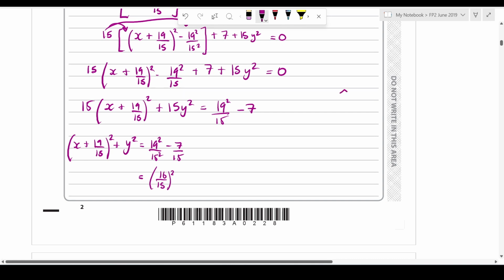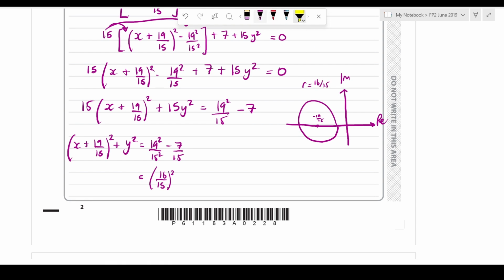So in terms of a picture, 19 over 15 is bigger than 16 out of 15, so it's not going to touch the axis. We're going to have some sort of circle like that. Imagine that's a circle, not a great one. So this bit is the centre of the circle, so that's at minus 19 out of 15, and we know the radius is 16 out of 15.